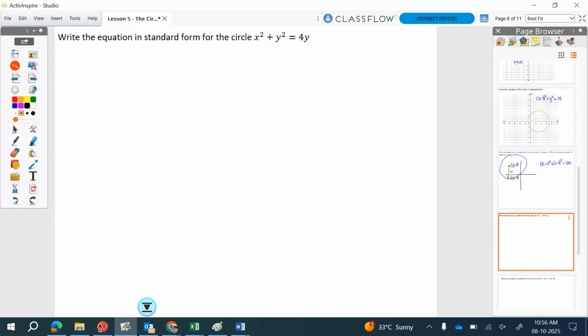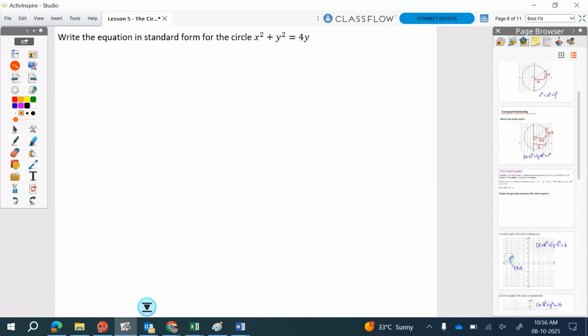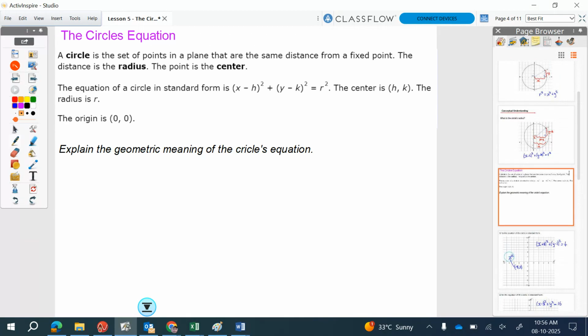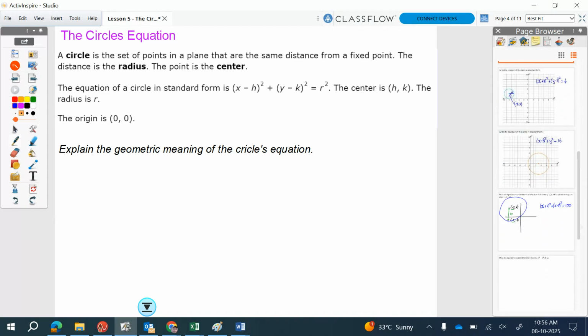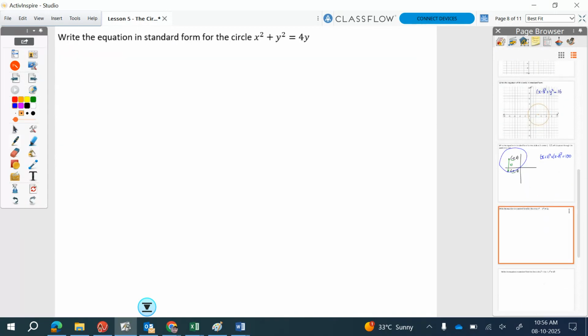Write the equation in standard form. Looking back, we only have one x and one y value here, but in this one we've got two y's. So we can rearrange it a little bit, and we've got x squared plus y squared minus 4y equals 0. So how do we get it so we only have one y?